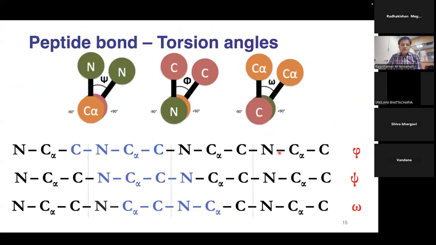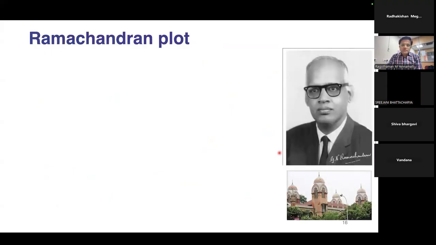Now, this particular person, you might know. Can someone tell me what his name is? It's probably already there on the slide. G.N. Ramachandran. Indian Institute of Science, Bangalore.